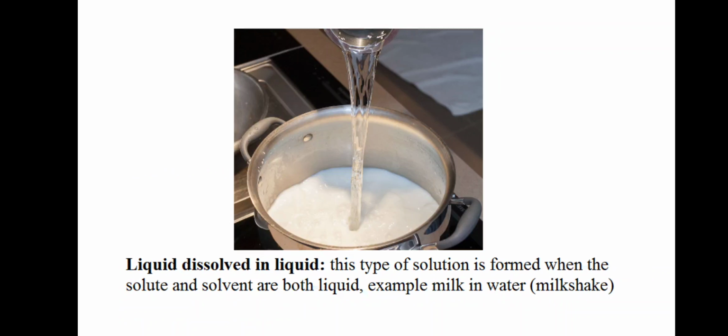A liquid dissolves in liquid. Now when they're mixing a liquid into liquid, if you take for example milk, and there is only one glass of milk, but you want 2 glasses of milk. So what do you do? You add some water into the milk. Because you add some water into the milk, you get to see that the water dissolves in the milk. So here it is liquid dissolving in liquid. So this type of solution is formed when solute and solvent are both liquid. Okay, for example, you can see milk in water, which is basically milkshake.